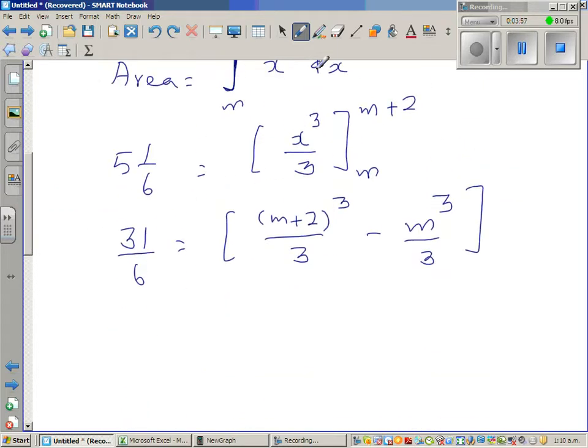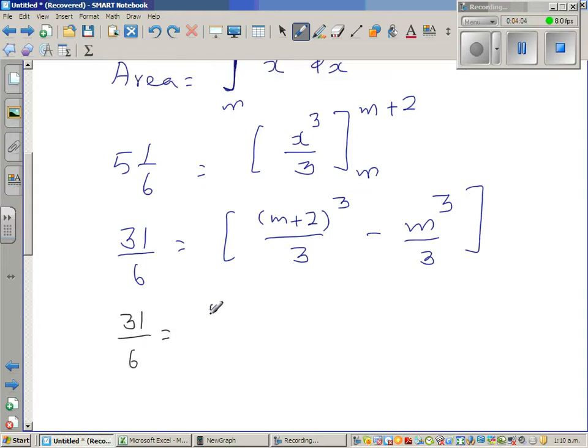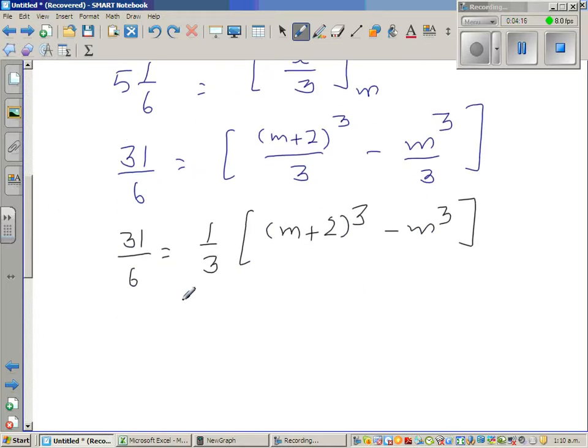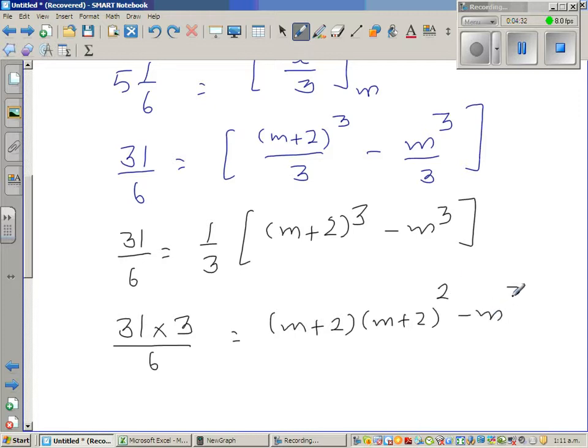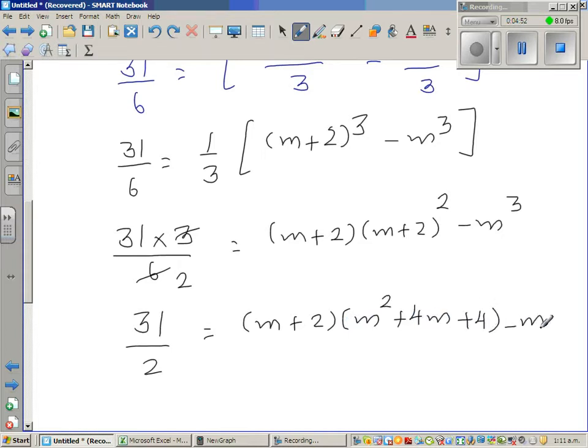So I can take the 1/3 out. So 31 over 6 is equal to 1/3 times m plus 2 cubed minus m cubed. Let us multiply both sides by 3. So 31 times 3 over 6 is equal to m plus 2 cubed minus m cubed. This is nothing but 31 over 2, since 3 goes into 6 two times. So this is m plus 2 times m squared plus 4m plus 4, minus m cubed.